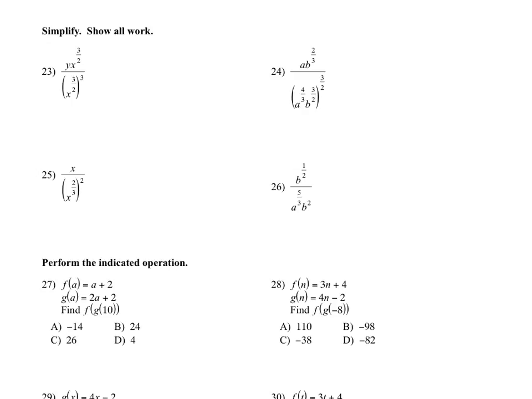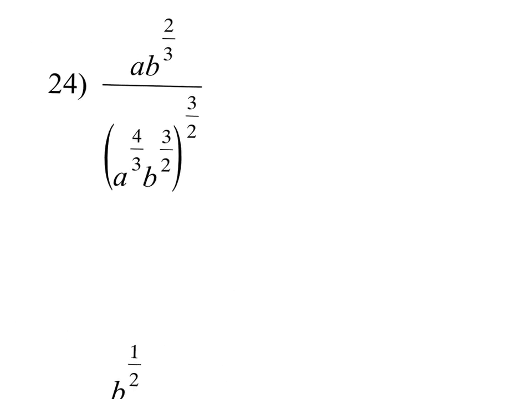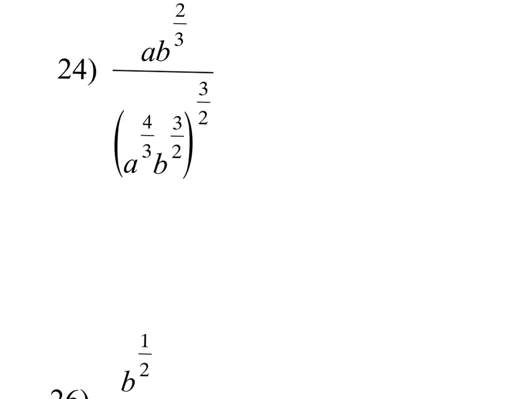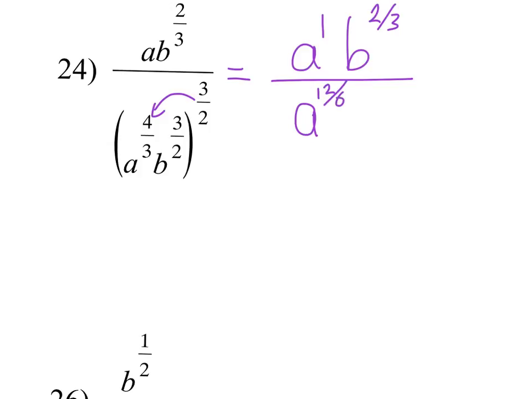Next up, we've got some working with rational exponents. I'm going to do number 24. Looks like it's harder than some of the other ones, so let's do that one. Okay. First thing I notice is that I've got an exponent sitting outside of the parentheses in the bottom. So I might rewrite this just as, and I'm going to put an a to the 1 so I don't forget that that's there, b to the 2/3, and then the bottom we're going to have 4/3 times 3/2. 4 times 3 is 12. 3 times 2 is 6. That's going to be a to the 12/6.